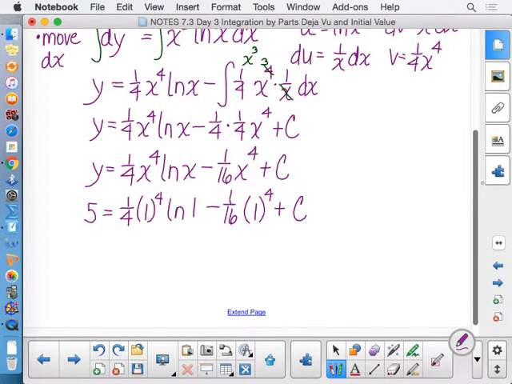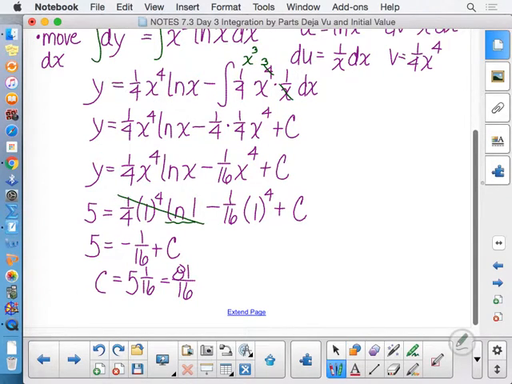Now, being really careful here because this isn't your calculus, natural log of 1 is 0. So that zeroes that whole term out. So we end up with 5 is negative 1/16 plus our constant. So our constant is 5 and 1/16 or 81/16. Going back then and writing our specific solution, meaning a specific function for which we had its derivative. And then we're going to tack on that constant of 81/16.